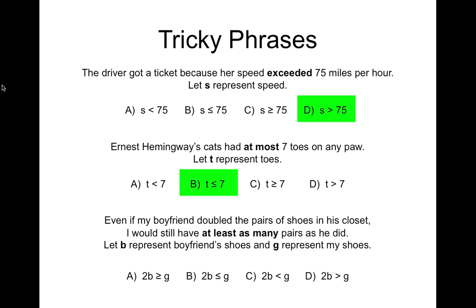Even if my boyfriend doubled the pairs of shoes in his closet, I would still have at least as many pairs as he did. If we use B to represent boyfriend's shoes and G to represent my shoes, which statement is appropriate? We're going to double his number of shoes, but I'm still going to have at least as many as he does. After we double his number of shoes, I'm going to have the same number or more. So we can represent that with 2 times B has to be less than or equal to G.